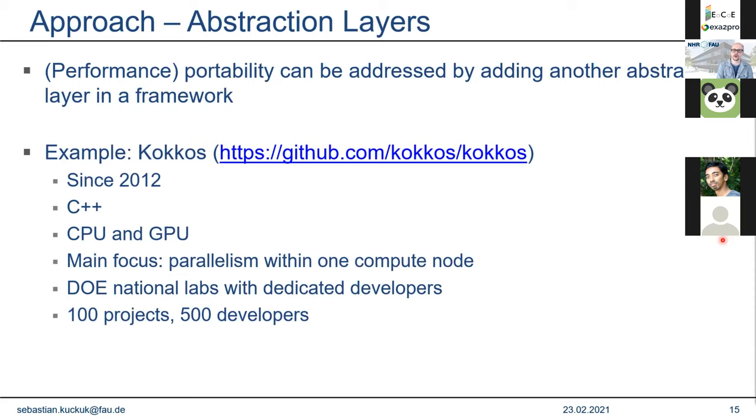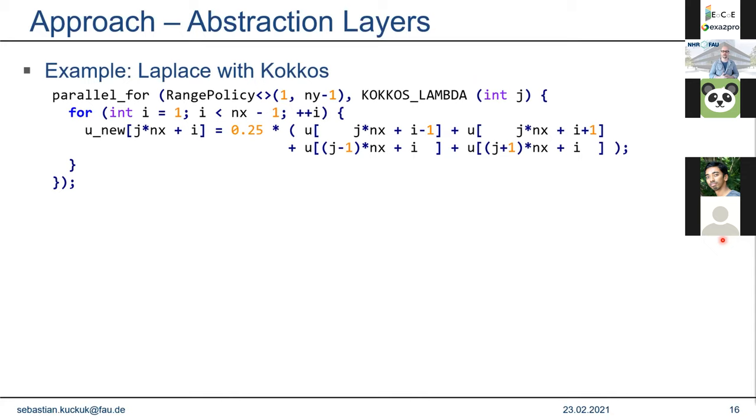Okay, so how does this look in code? If you remember the OpenMP example before, this is not that different. The thing that changed is that the first for loop is just replaced by a Kokkos parallel_for. Then we provide an iteration space, which is again from one to ny minus one. And then as a body to that parallel_for, we have a Kokkos lambda, which receives one parameter. The rest of the code is just the same: the i loop and the assignment. And if you mapped that to OpenMP, for instance, you would get code very similar to what we had before.